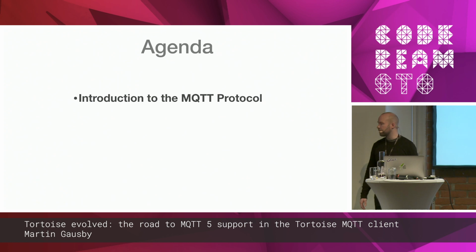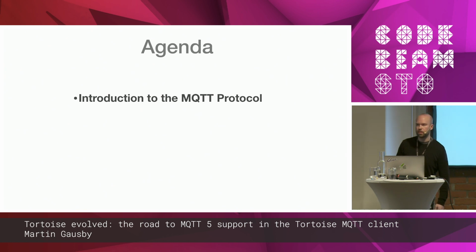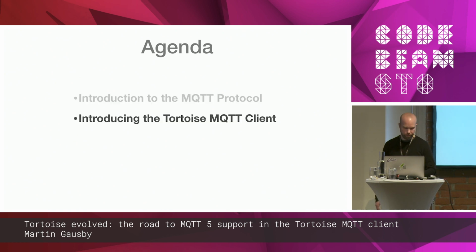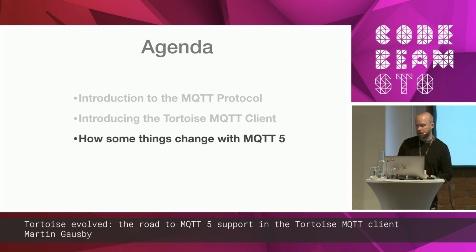Today's agenda is I will start off with an introduction to the MQTT protocol, just a high-level one. It's not that known a protocol like other protocols like HTTP or AMQP, but it's a pretty good protocol. And then I will introduce a client that I've built that's called Tortoise, and then I will talk a bit about how I'm progressing in converting it to support MQTT 5, which is the new version of the protocol.